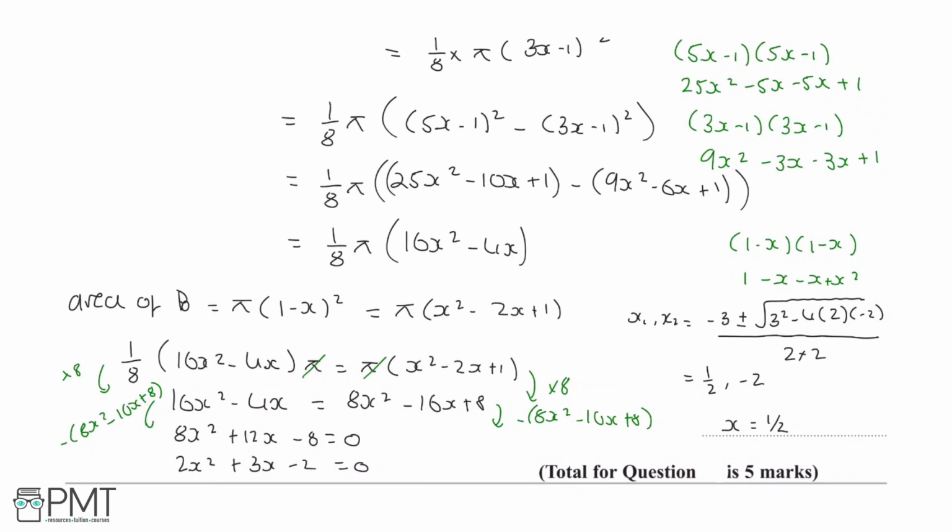So this question is worth 5 marks. The first mark comes from deriving an algebraic expression for the area of A, which will get you up to here. Your second mark comes from expanding and simplifying your area of A that you've derived. The third mark comes from getting the area of B and using that to form a quadratic equation. The fourth mark comes from solving it using the quadratic formula. And the fifth mark comes from choosing the correct solution of your answer.